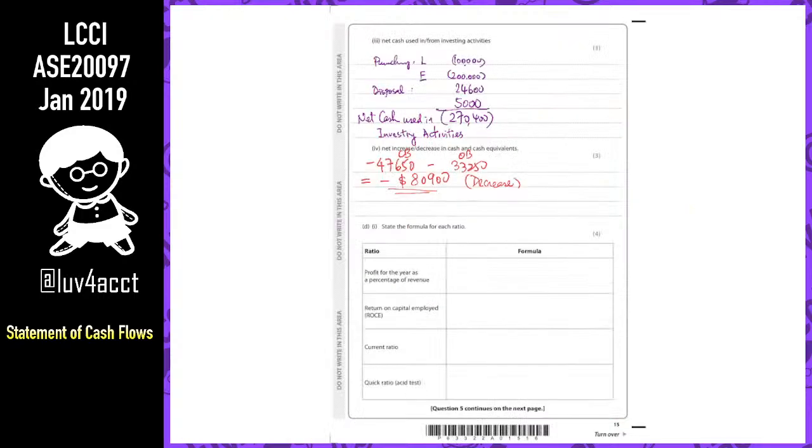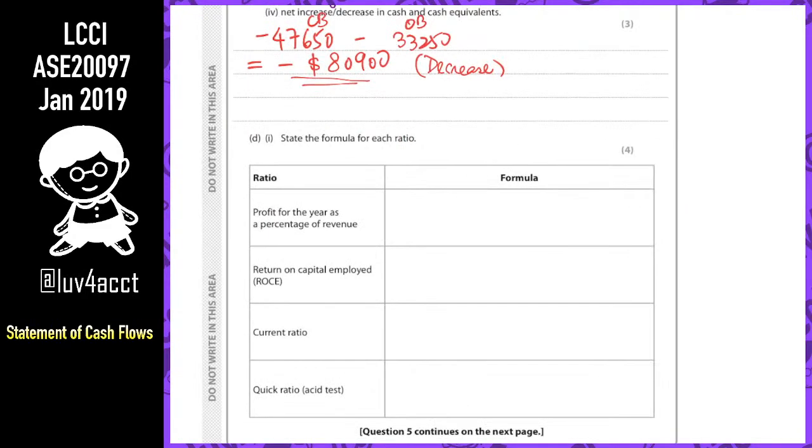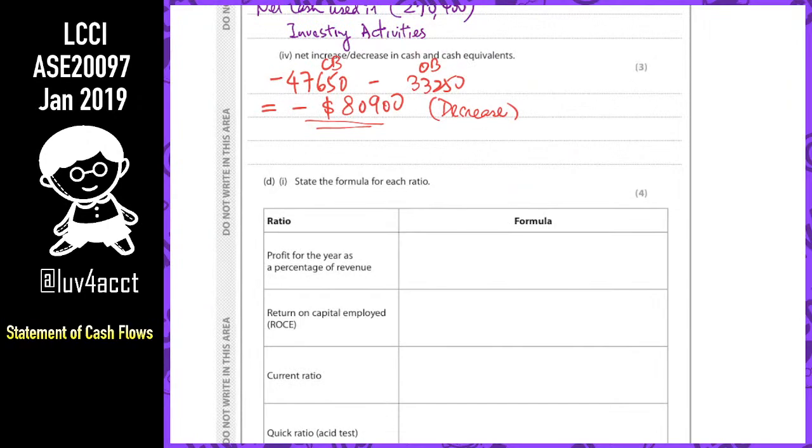Okay, so next part, we will have the formula. State the formula. Profit for the year as a percentage of revenue. So it is profit for the year over revenue, right? And then times 100%. Okay, and then return on capital employed.